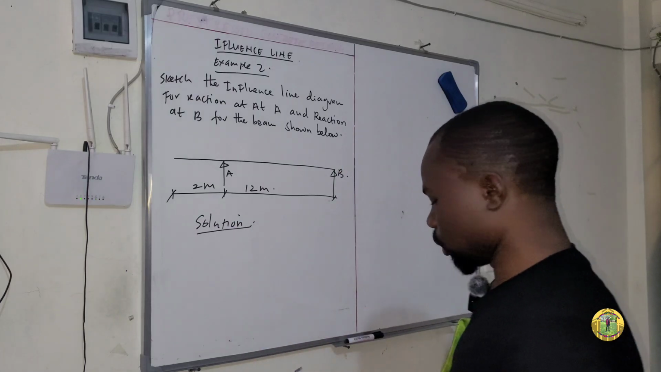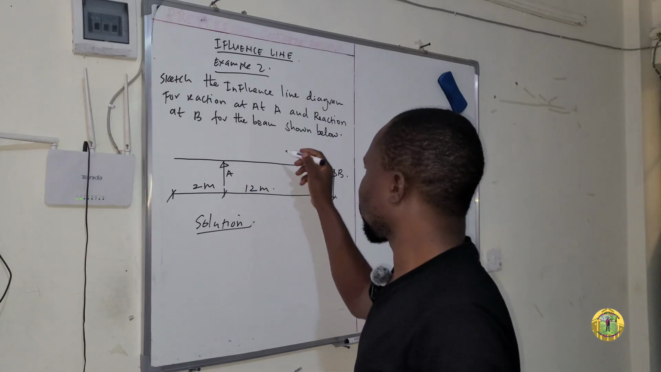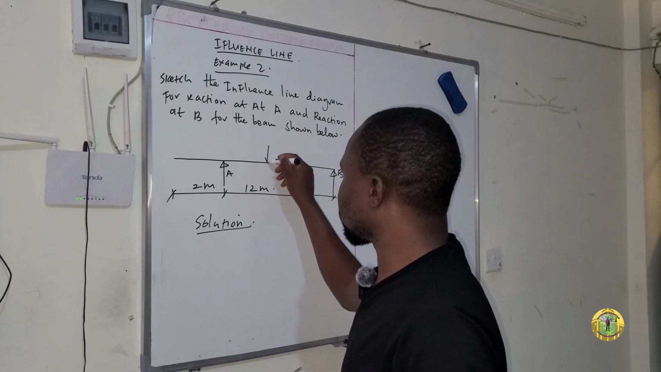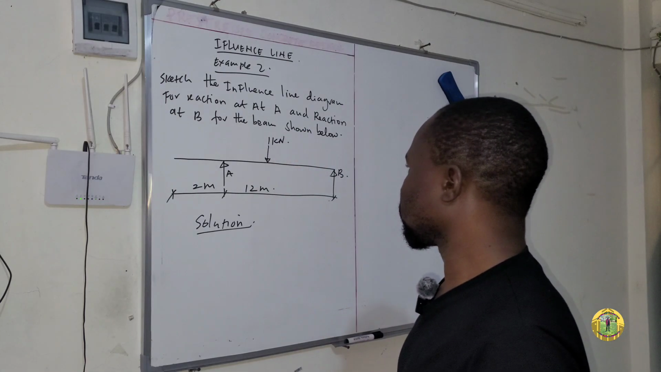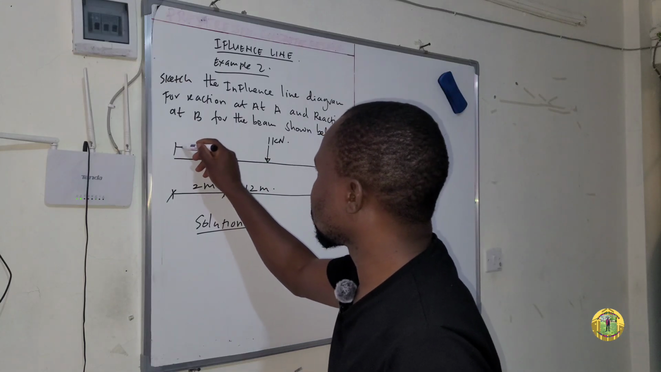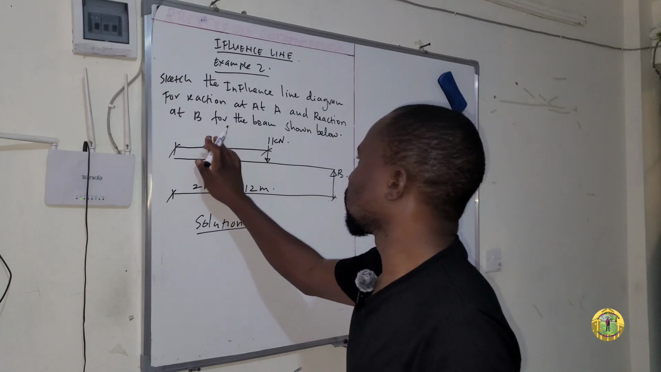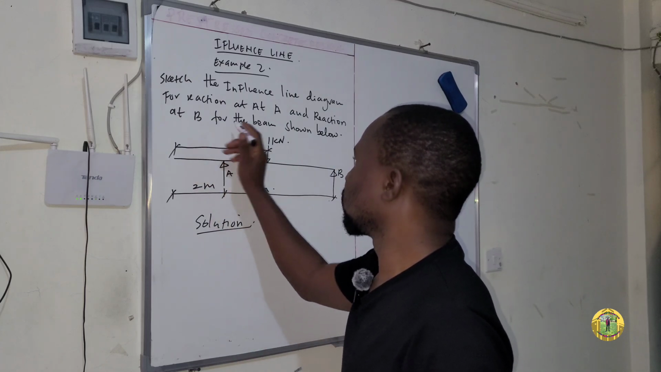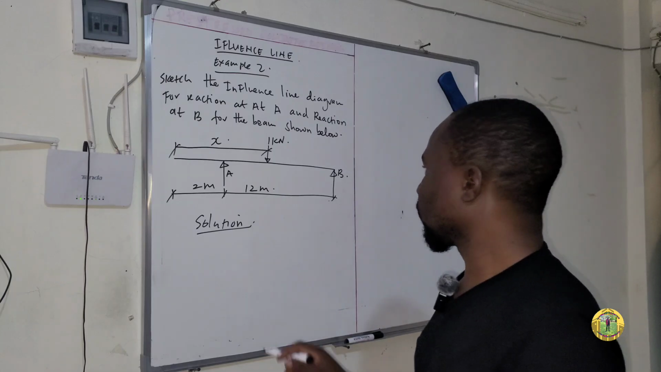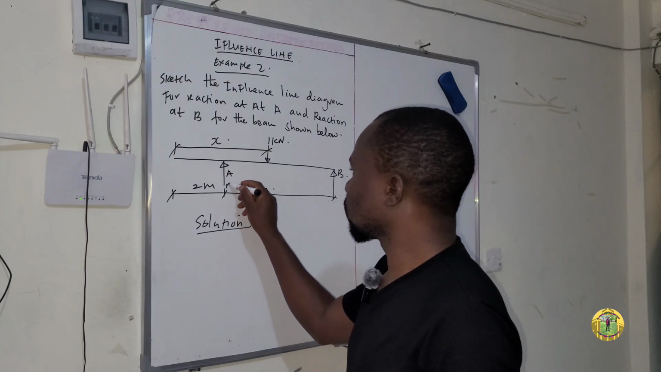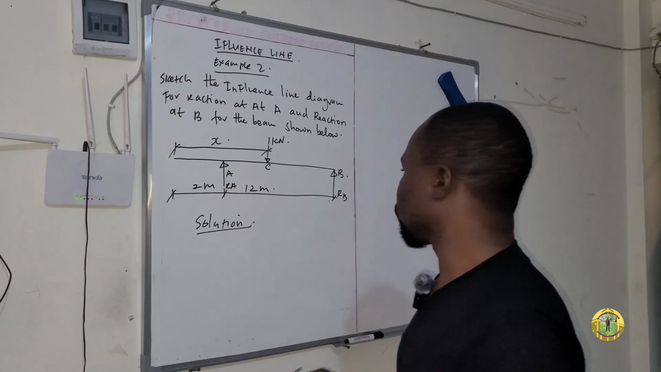So the first thing to do is to consider a 1 unit load from support A, let's say at this point. So this is 1 kilonewton. And then the distance will be x. So this is distance x from the overhanging side to where 1 kilonewton is. And then to get reaction A, this is A, and this is B. This is point C.